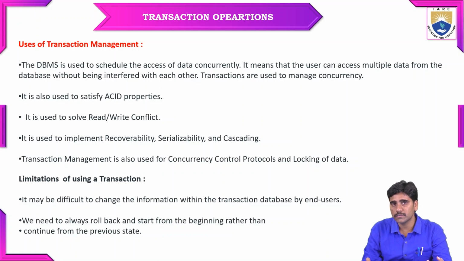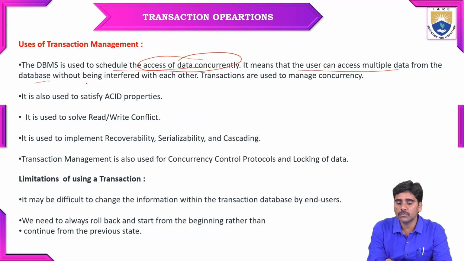And uses of transaction management. To do all this on a regular basis, what are the main uses of transaction management? The DBMS is used to schedule the access of data concurrently. Accessing the data concurrently is the main use. It means that users can access multiple data from the database without being interfered with by each other's transactions.